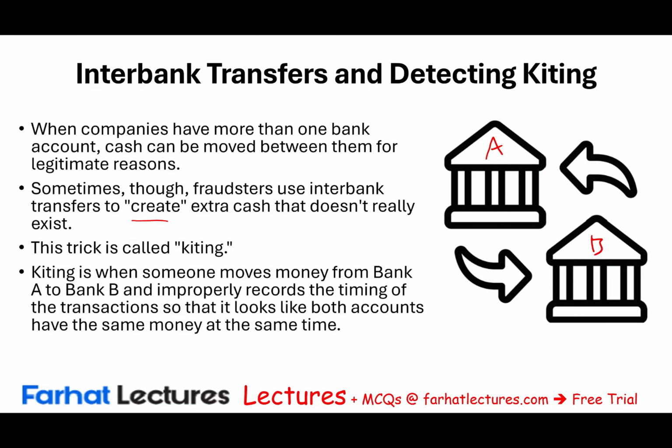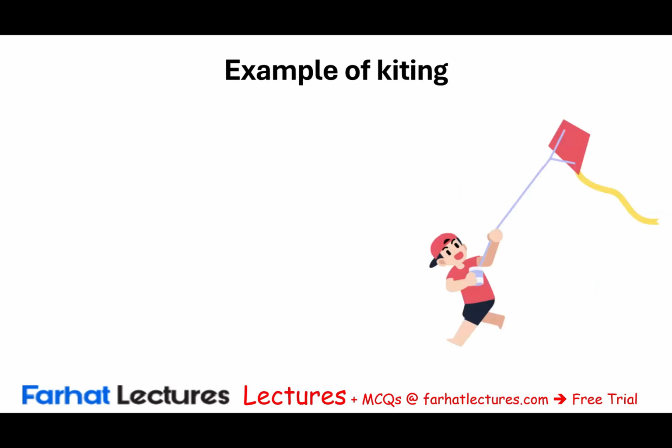Kiting is when someone moves money from bank A to bank B, that's fine, and properly records the timing of the transaction. What does that mean? It means they move the money, but they did not say they moved the money from bank A, they said it's in bank B. So they did not move the money out of bank A, but they put it in bank B. So it's still appearing in bank A, and now it's appearing in bank B. So it's appearing in two different places at the same time.